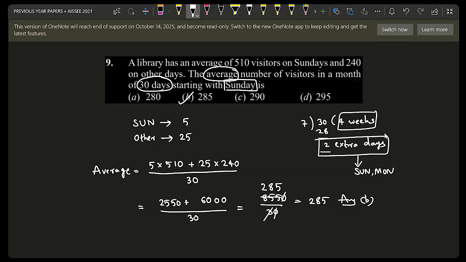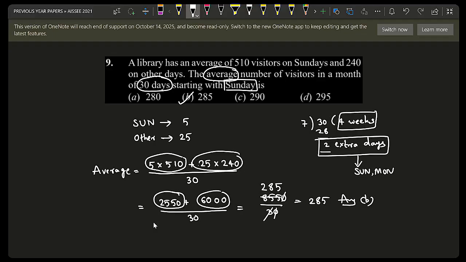2,550 plus 6,000, sir. See, 510 into 5. Is it 2550? You can do the multiplication. And 25 into 240, you'll be getting 6000. Just add these two. You'll be getting 8550 divided by 30. So you cancel 0 first and then divide by 3. You'll get 285. Practice cancellations, not the long division method, but the cancellation method, numerator by denominator, cuttings method. Okay, sir.